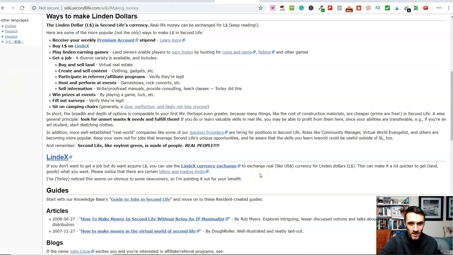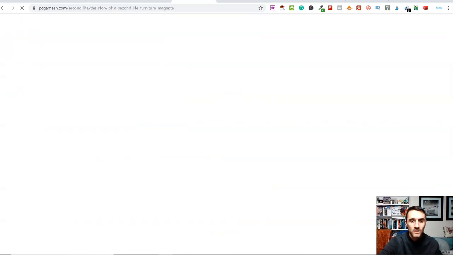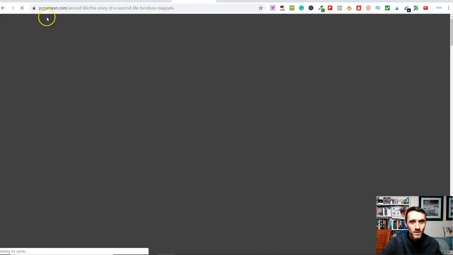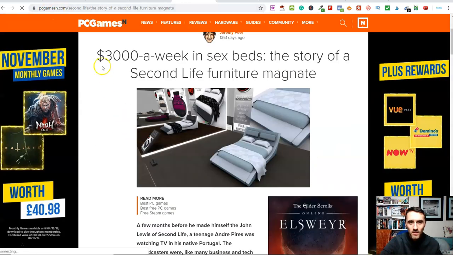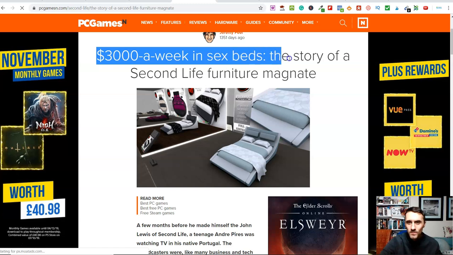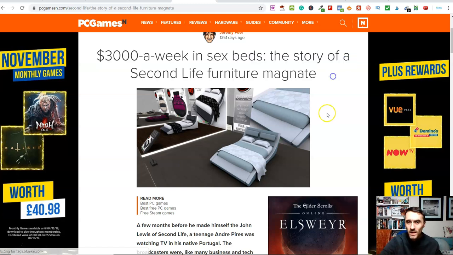And when I was doing some research for this, I came across this article over here. This is on PC Games. And look at this here: PC Games, earn $3 grand a week in sex beds, a story of a Second Life furniture magnate.